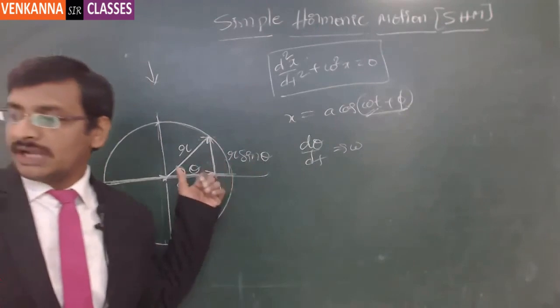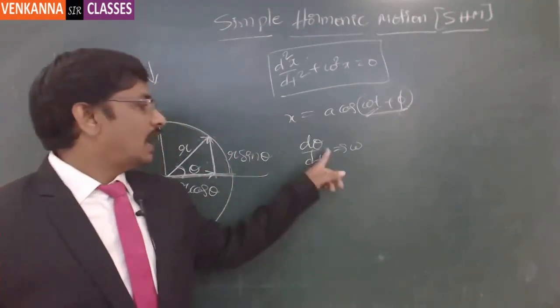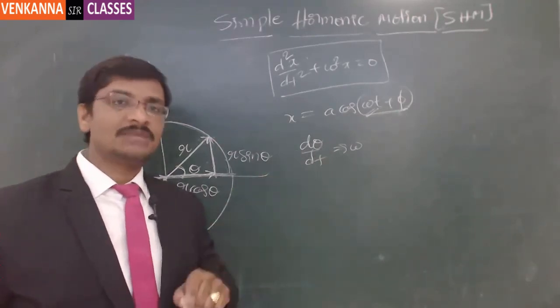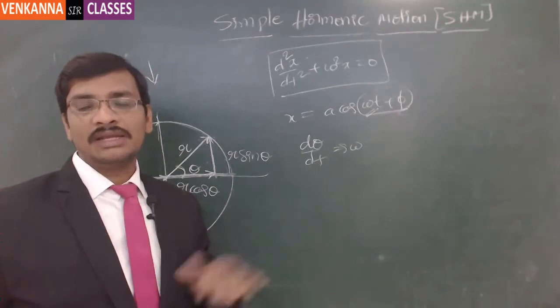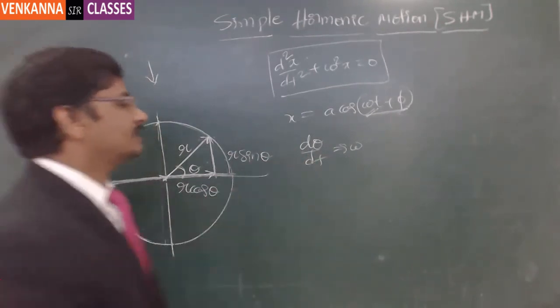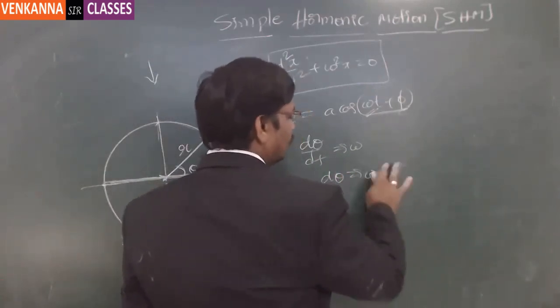So this is moving with an angular velocity of omega. Angular velocity, I mean angular displacement rate of change. So angular displacement is nothing but angle. So angle at a rate at which it is changing, we treat as the angular velocity. Now if this is the angular velocity, d theta equal to omega dt.